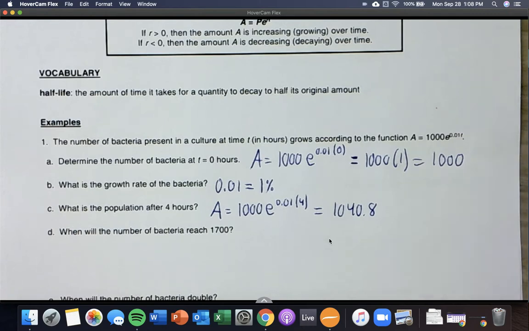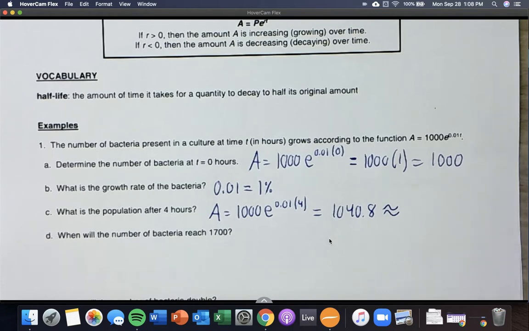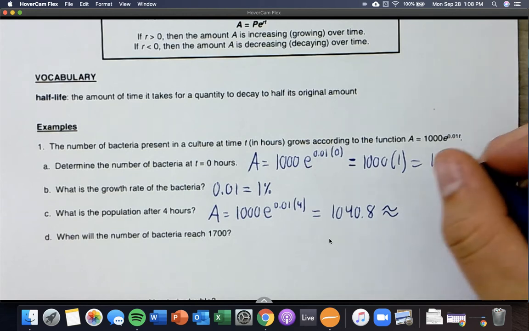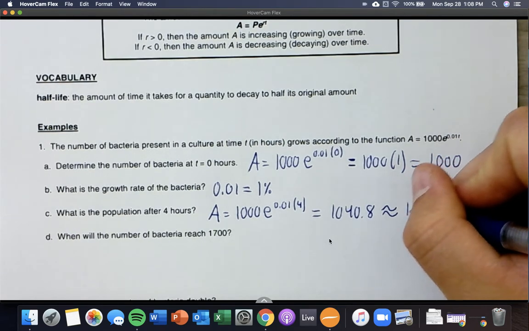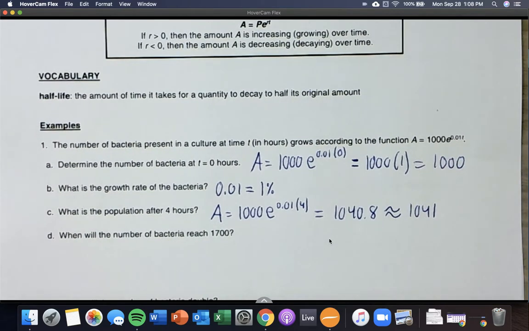If we wanted to, we could even round that up. When we're talking about bacteria or even the population of people in a certain area, you can't really have a fraction of a person, so we'd always want to round. So 1040.8, we would round that to 1041, because we can't really have a fraction of a bacteria.